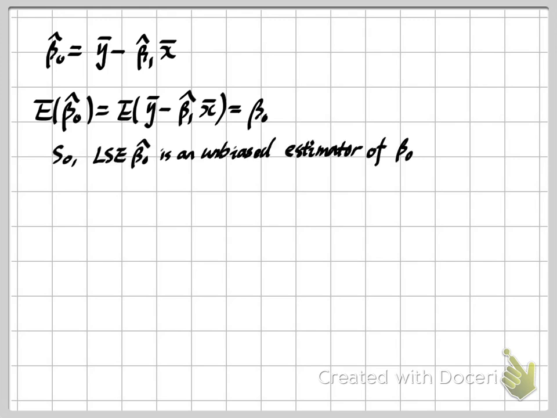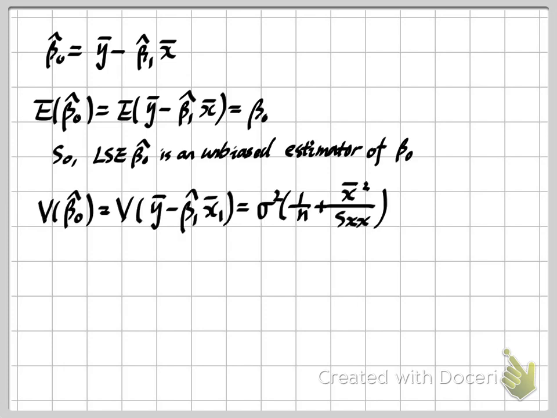Then when we want to compute the variance of beta 0 hat, based on the linear property of variance, we know this is the sum of two terms. The first one is sigma square over n, and the second one is sigma square times the square of the sample mean of x divided by S sub xx. Of course, we can rewrite this if we group by sigma square. So this is the variance of our beta 0 hat.